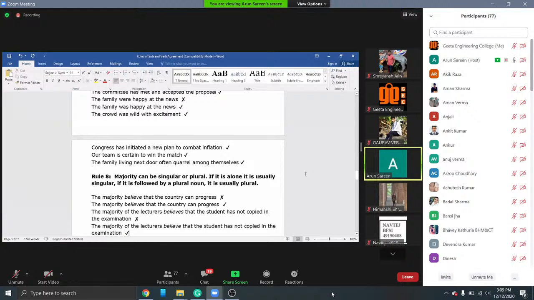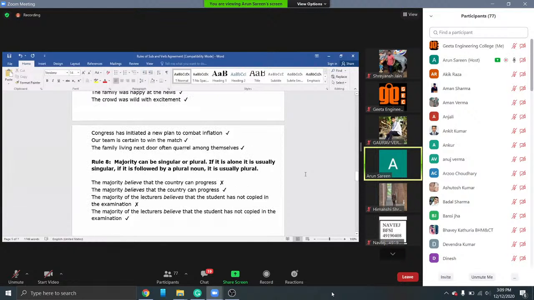What is it? Majority can be singular or plural. If it is alone, it is usually singular. If it is followed by a plural noun, it is usually plural. So here it is saying that when we are using the word majority, if it is followed by a singular noun, we will treat that as singular. If it is followed by a plural noun, we will treat it as plural. For example, the majority believe that the country can progress.